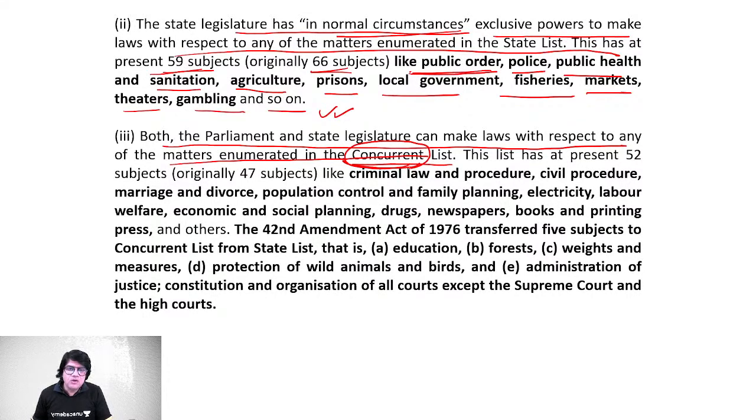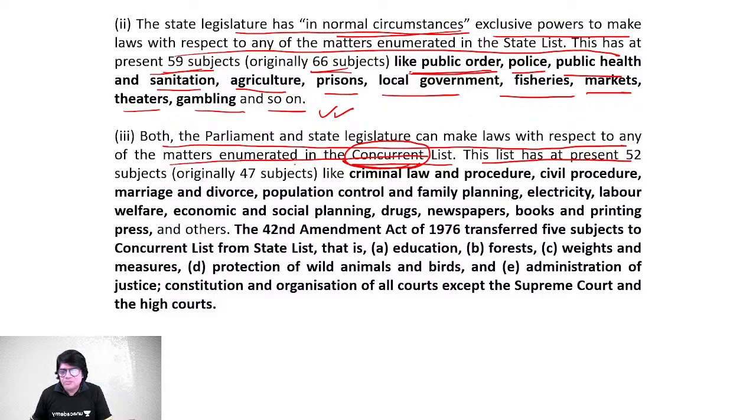But if there is a conflict between a central law and a state law, then the central law would prevail, not the state law. And that means if there is a repugnancy between the two laws, then to the extent of repugnancy, the state law would be invalid, or the central law would prevail, in other words.